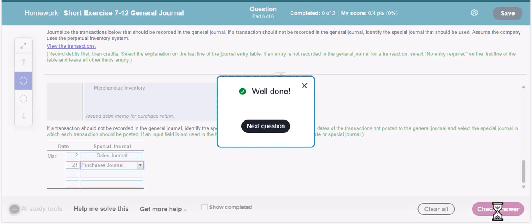Well done. So hopefully this problem helps you understand what types of transactions go into which types of journals.